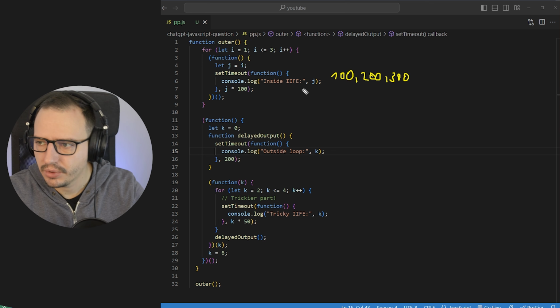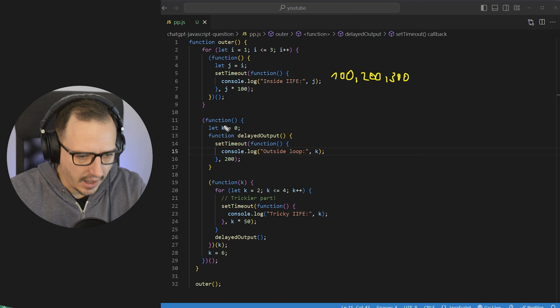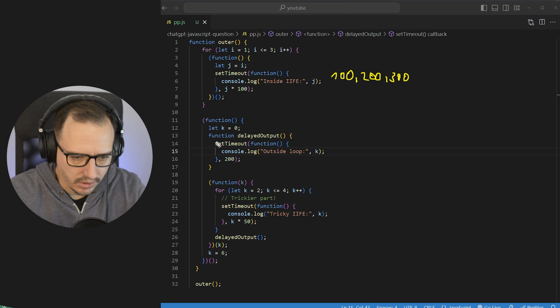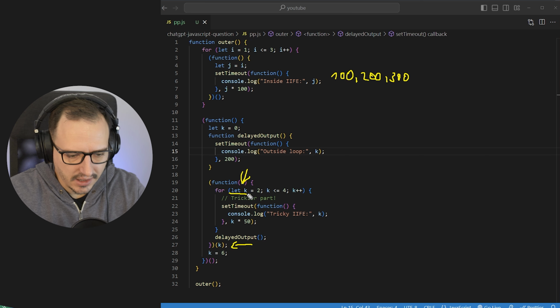So now let's see if we can find something that's immediately executed and goes to the output. Now we go from k equals 0, and there's a delayed output, which is another timeout after 200 milliseconds. And then we have an immediately invoked function expression here. There's a parameter k, but then we use let here. So that means that this k is not the same as this k, so we can completely ignore it.